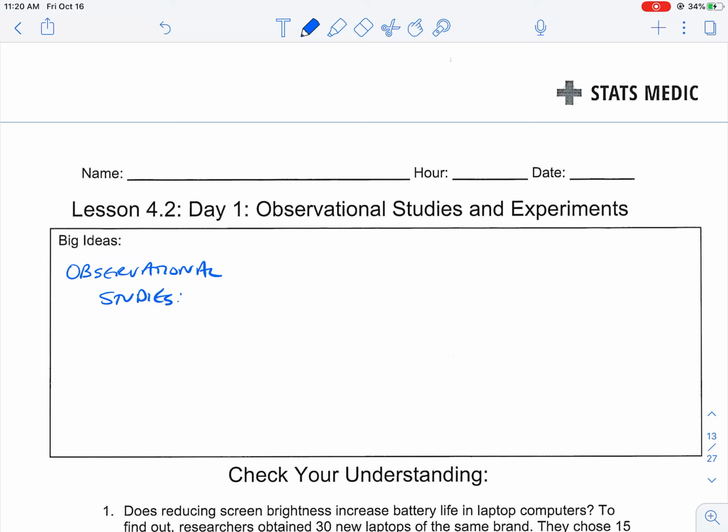In observational studies and experiments, the one big difference is that there are treatments. So treatments are what you do in an experiment. Do you give them the new experimental drug, or do you give them the placebo? Do you have them do the exercise before measuring their heart rate, or don't you? And so for observational studies, there are no treatments imposed. You're literally just watching them. You only observe.